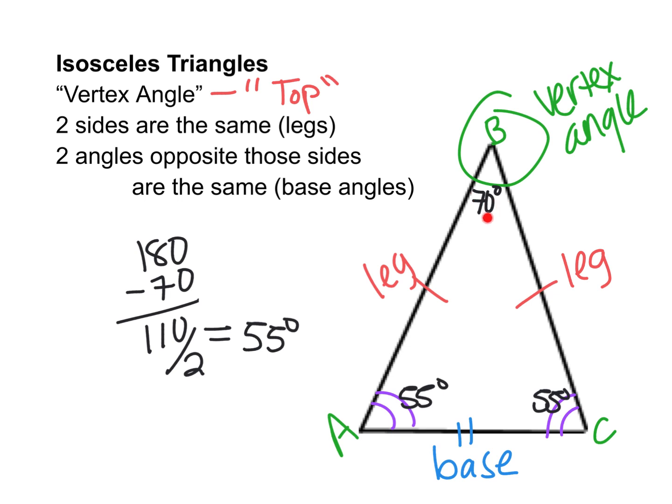But the point is that the vertex angle is the one that's between the two congruent sides. That's the one that's different. The base angles, kind of opposite those congruent legs, are going to be congruent angles. And so we are able to set things equal to each other. We're able to set things equal or add and subtract from 180 as necessary. Definitely lots of relationships in isosceles triangles.